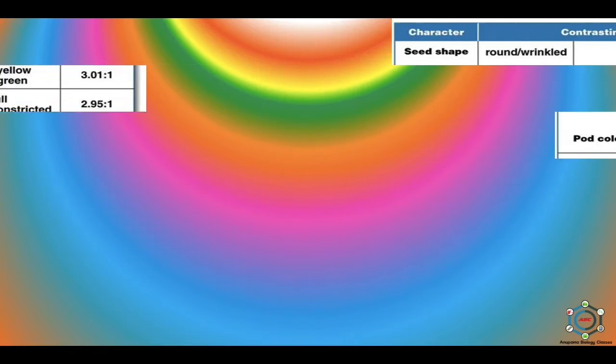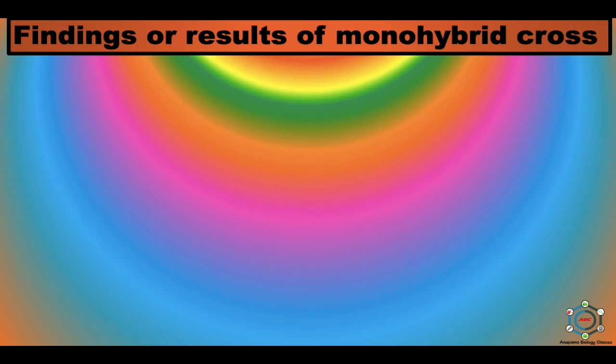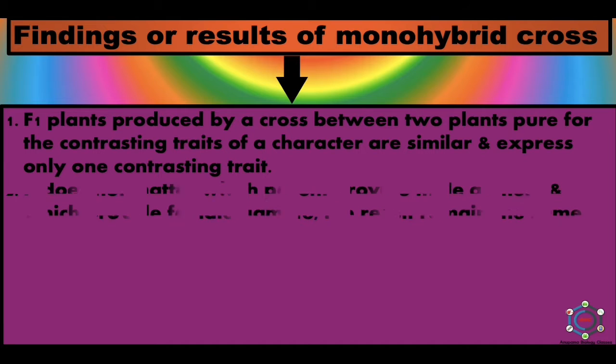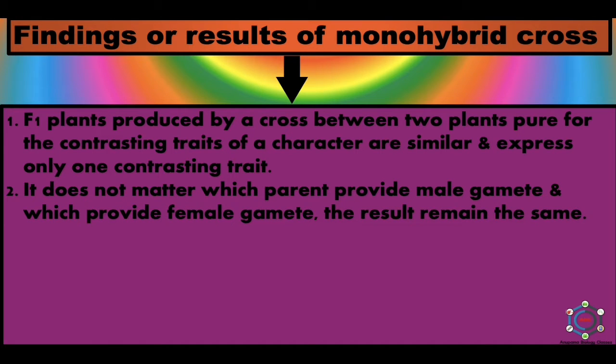Now, the findings or results of the monohybrid cross. According to the results of the monohybrid cross, F1 plants produced by a cross between 2 plants pure for the contrasting traits of a character are similar and express only one contrasting trait. It doesn't matter which parent provides the male gamete and which provides the female gamete, the result remains the same.